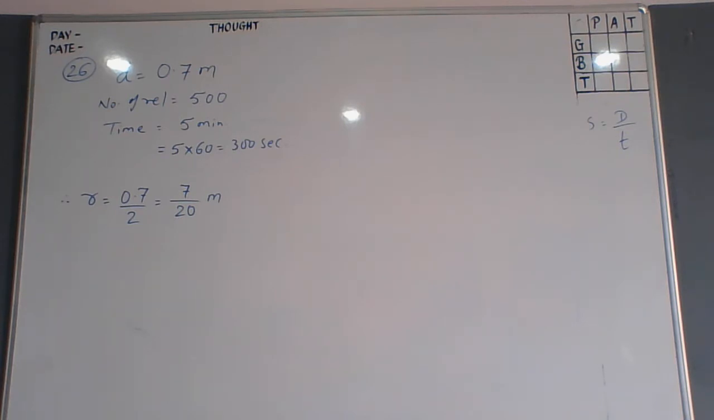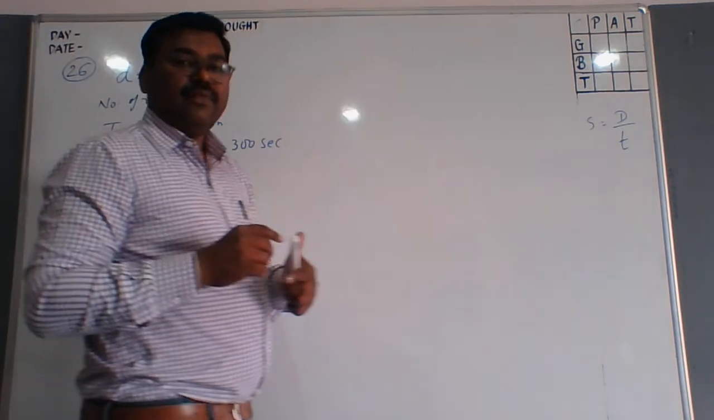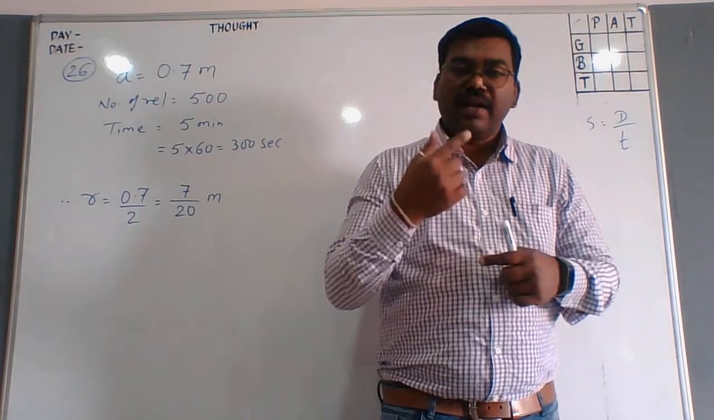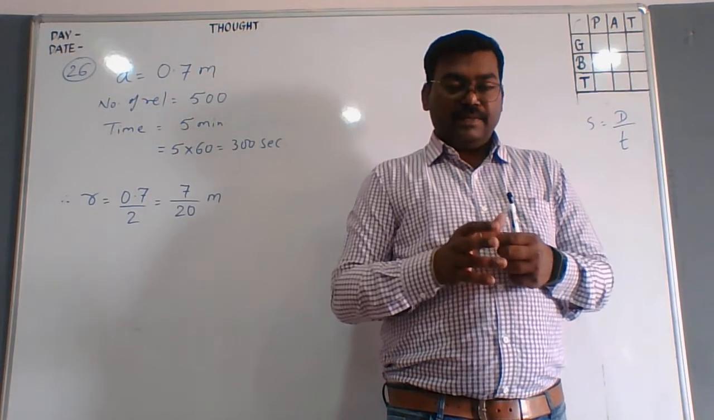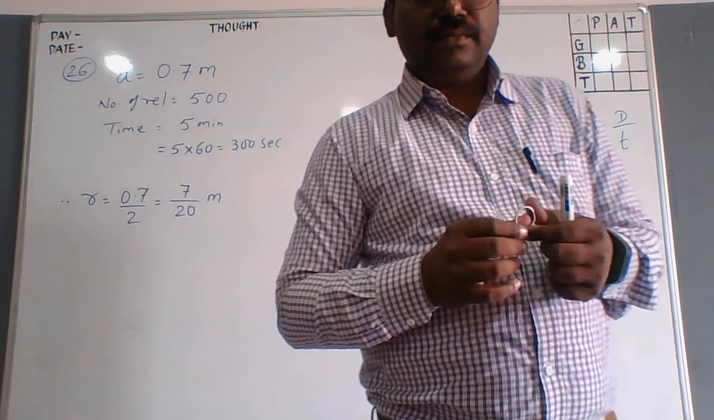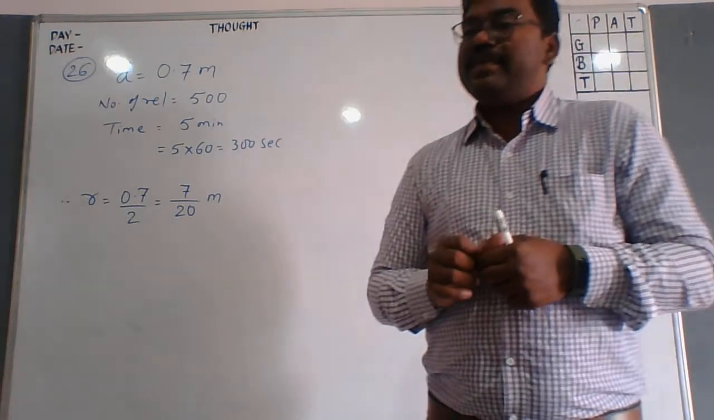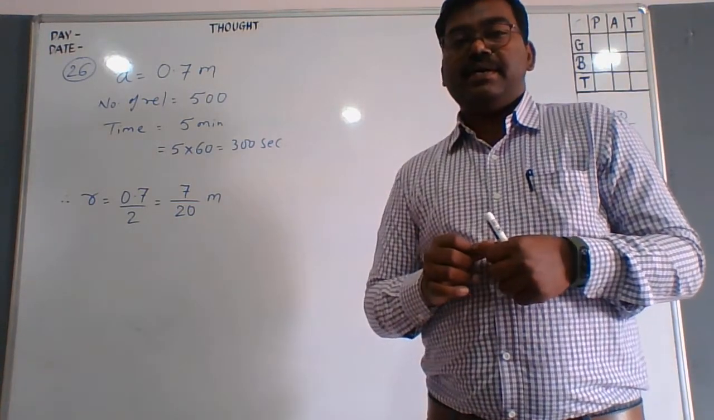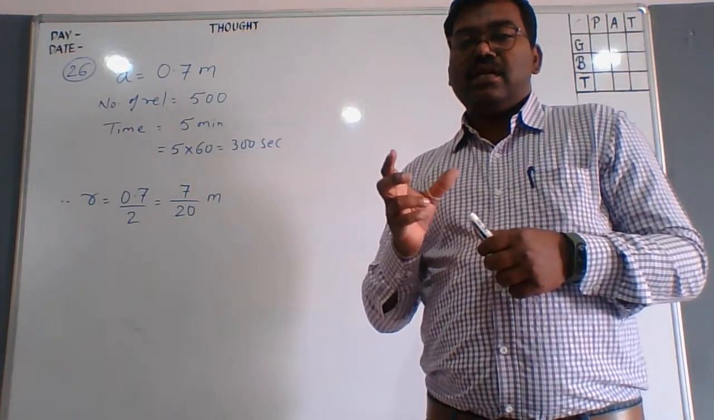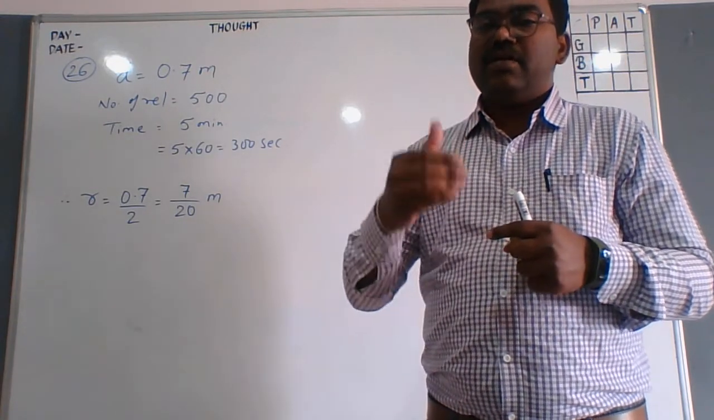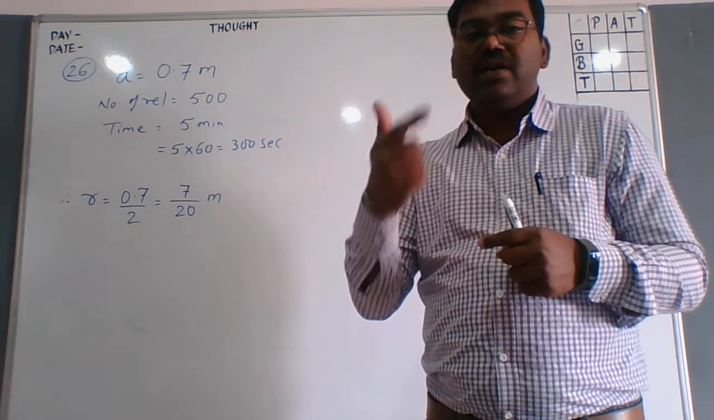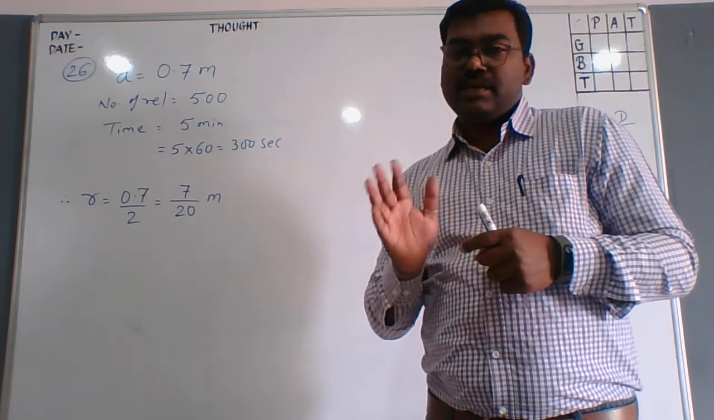All of you understood till here? Then see, if the wheel makes one revolution, how much distance will it cover? If there is a wheel and it completes one revolution, it will cover a distance equal to the circumference. Clear?